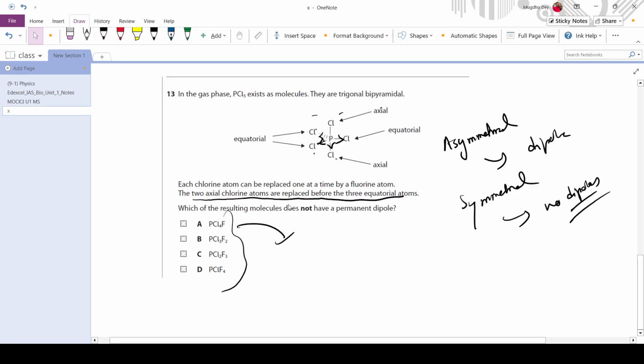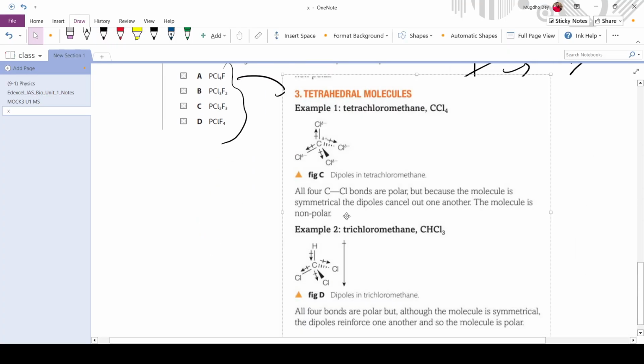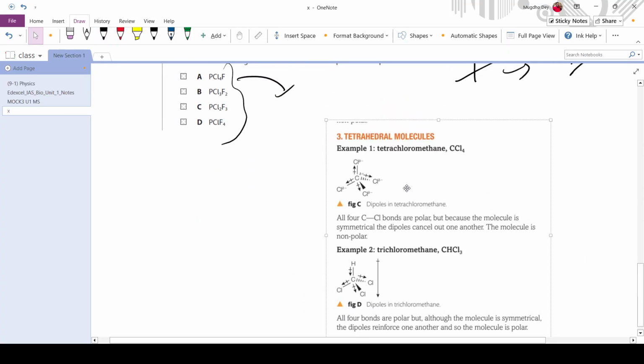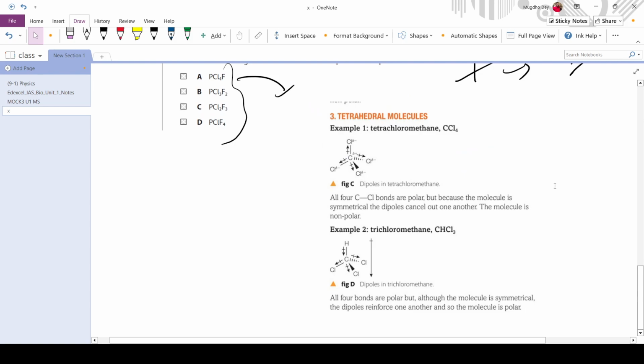Okay, I think I made a mistake. Actually, we do not analyze it according to electronegativity. You just need to check the asymmetry and symmetry of the molecule, nothing else. I just saw in the book they give an example where, if four of the bonds are identical, the polarities just cancel out each other. So if the polarities cancel out, the molecule becomes non-polar.